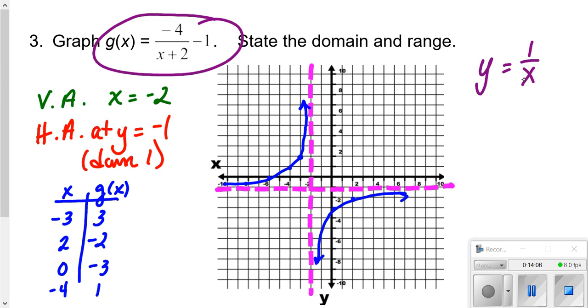One of the changes is that the graph moved 2 to the left because of that 2. One of the changes is the graph moved 1 down because of the minus 1. And then the other changes are encapsulated in that negative 4. So the negative caused a reflection and the 4 caused a vertical stretch. These are all ideas we've seen with other graphs, just trying to reinforce that.